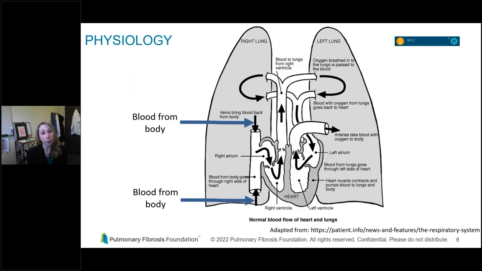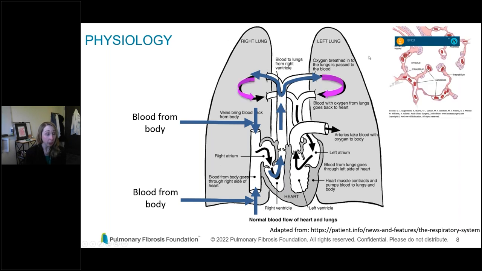In thinking about pulmonary hypertension, it's important to understand the physiology of the lungs. And so I just want to review that first. So basically, blood comes from your body to the right side of your heart, your right ventricle. And then it's pumped through the pulmonary arteries into your lungs. In your lungs, it picks up oxygen, which is at the level of the alveolus here. You see the air sac in the small capillary blood vessels.